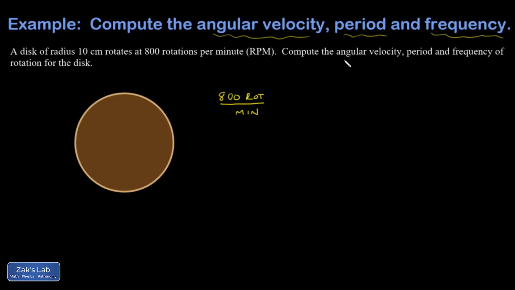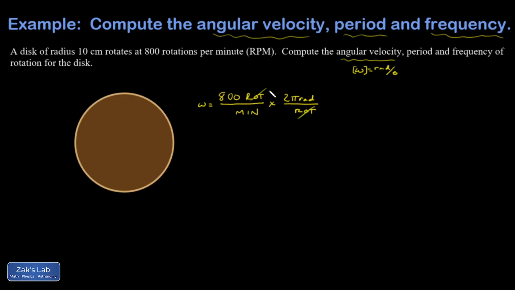And angular velocity is this quantity omega, and it's measured in radians per second. How many radians does this thing spin through every time 1 second goes by? So to get omega, it's just a matter of unit analysis here. I have 800 rotations per minute. I'm going to write down how many radians are in a rotation, 2 pi radians for 1 rotation.